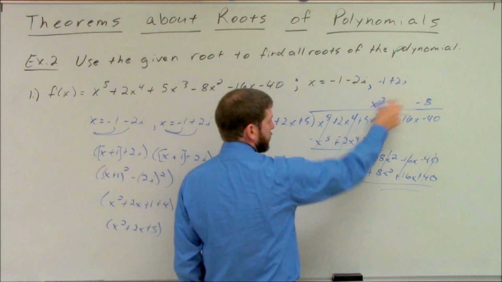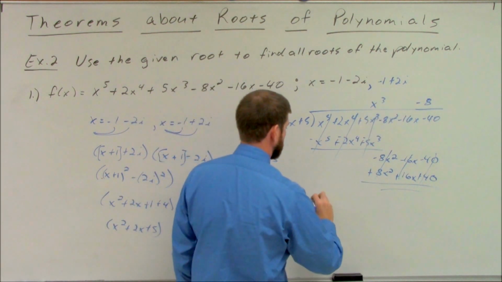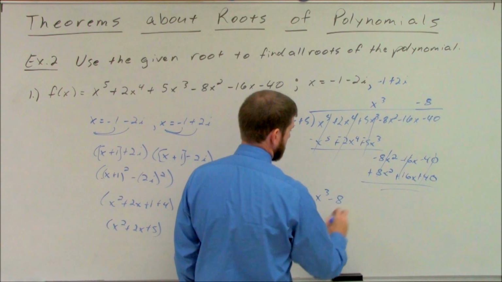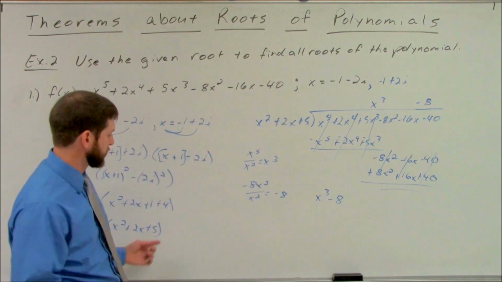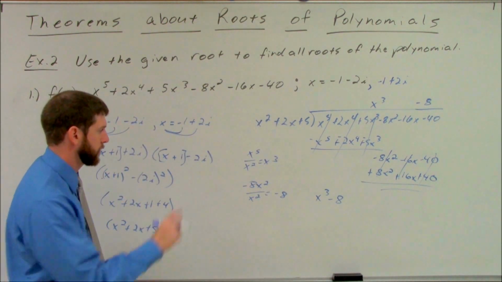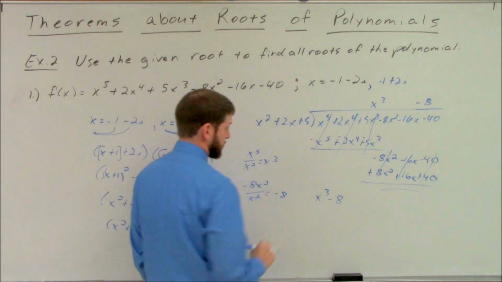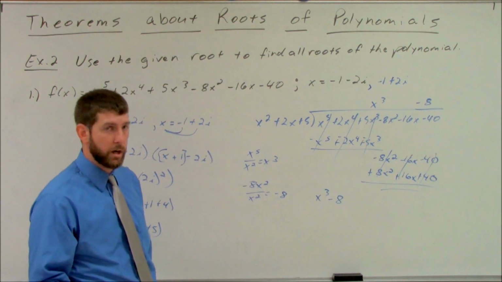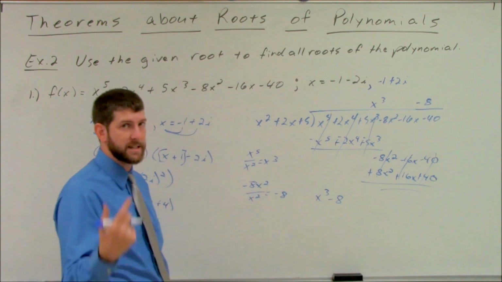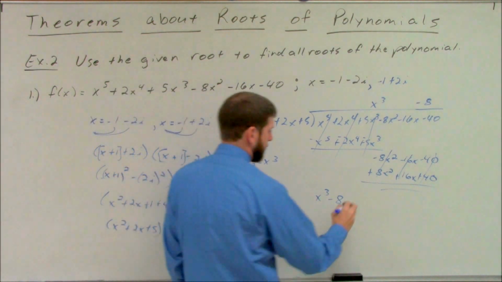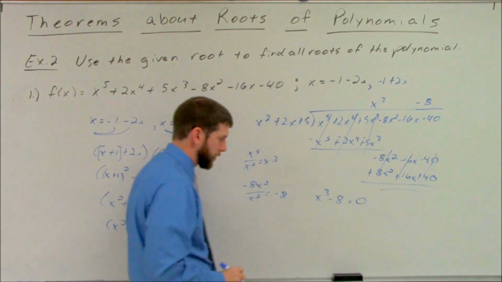So what we're left with is x cubed minus 8. That's our remaining factor. So this is one factor, that's the other factor. Now we need to solve that. How do we solve an x cubed minus 8? Well, we recognize it as a sum of two cubes. So we're going to set it equal to 0 and solve.